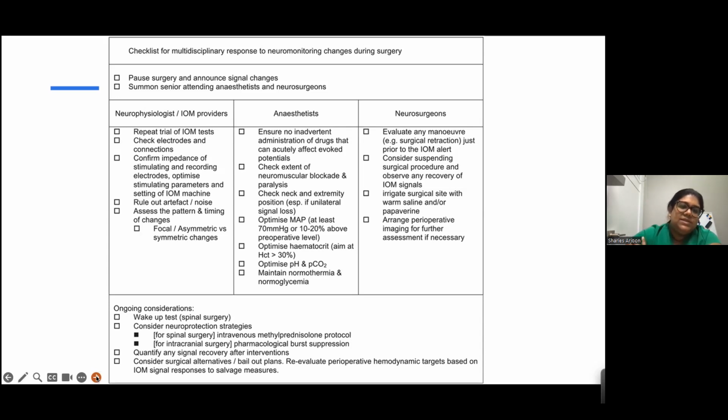Some of the ongoing considerations are to wake up the patient and to reassess, consider neuroprotection strategies, for example, for spinal surgery, intravenous methylprednisolone protocol, and for intracranial surgery, pharmacological burst suppression, quantify any signal recovery after interventions, and consider surgical alternatives or bailout plans, and reevaluate perioperative hemodynamic targets based on the intraoperative monitoring signal responses to salvage measures.